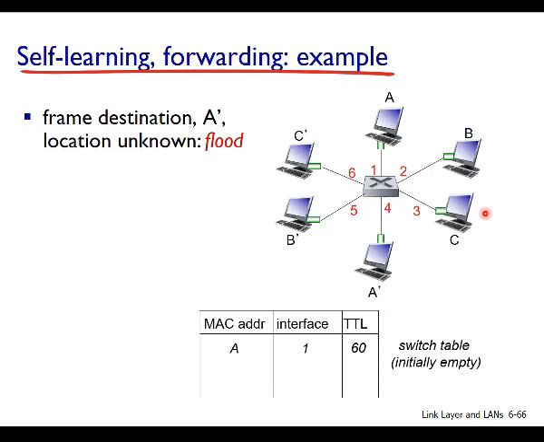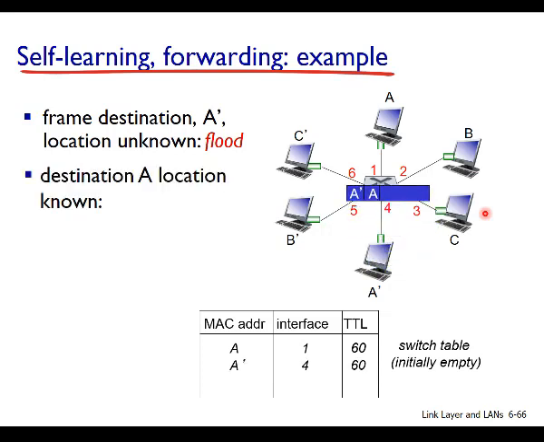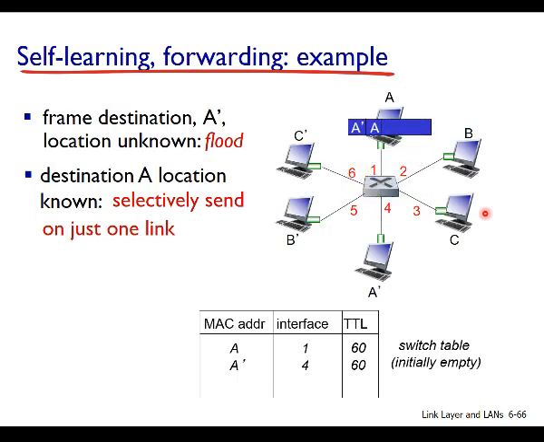Now, let's say at some point later, A prime decides to formulate a response. A prime will now send a message going from A prime to A, and that message will go to the switch, and now the switch will learn that A prime is reachable via interface 4. So now, the switch will index its switch table and say, if you're trying to reach node A, you need to go out on interface 1. So at this point, it will send that frame unicast to A. Okay? And so that is just how it works.